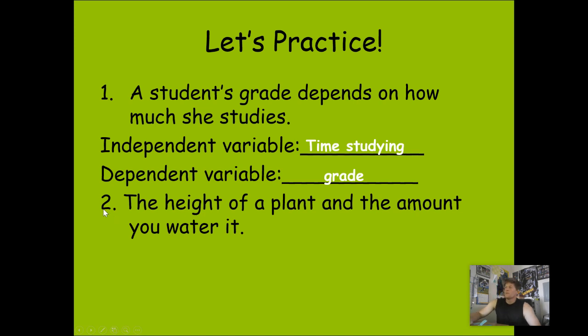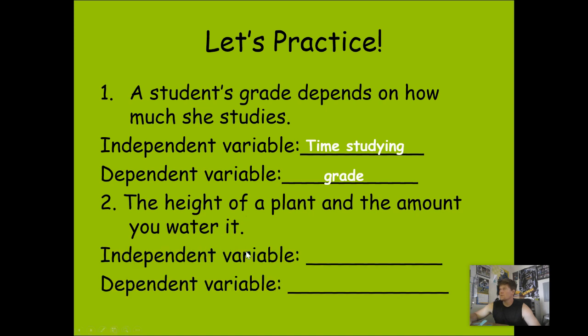Let's look at number 2. The height of a plant and the amount you water it. Those are the two things we're talking about. The plant and the water. Now, do you think the water depends on the height of the plant? Or do you think the height of the plant depends on the water? Hopefully, we're realizing that it's the water that's independent.